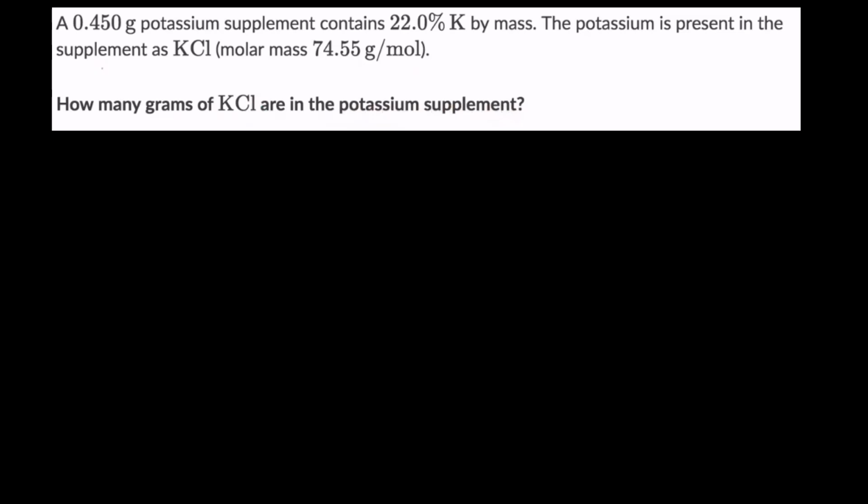And so you're going to need your periodic table for this. The only thing that you're going to need on that periodic table is the molar mass of potassium. So let's go ahead and write the molar mass of potassium down. So the molar mass of potassium is 39.10 grams per mole.